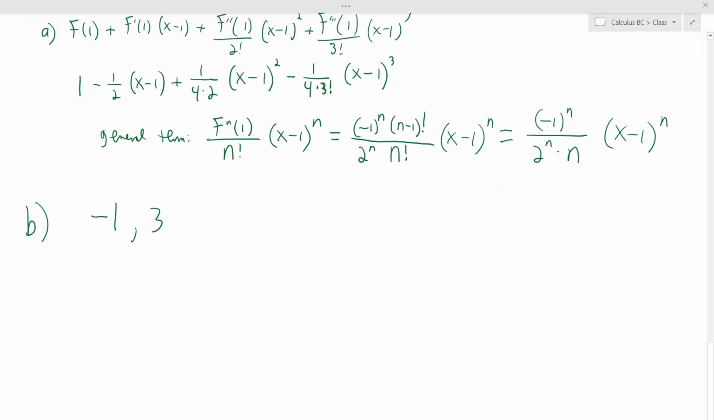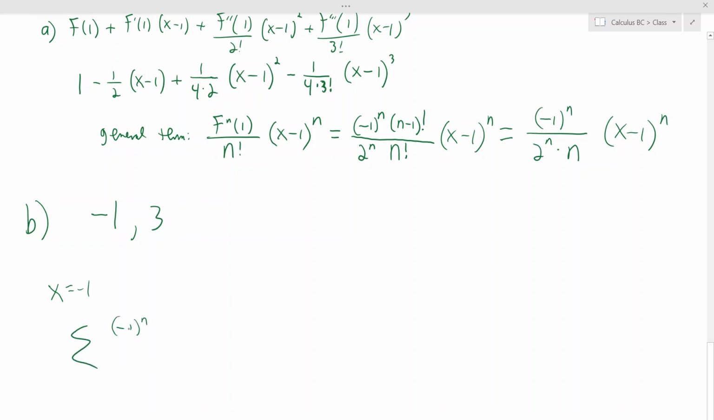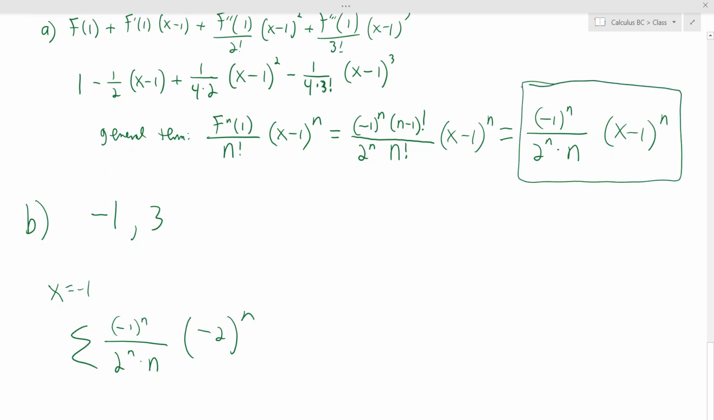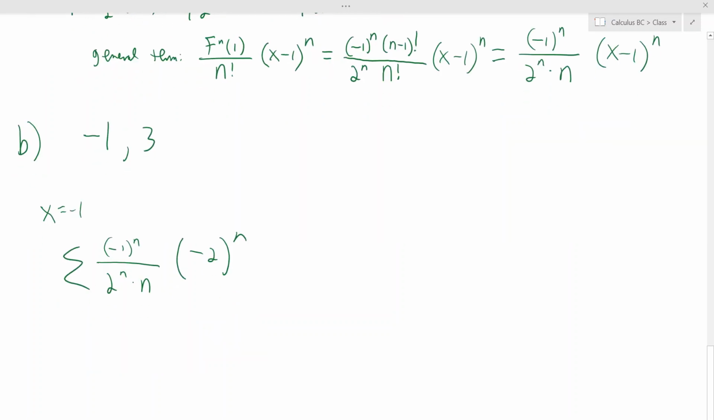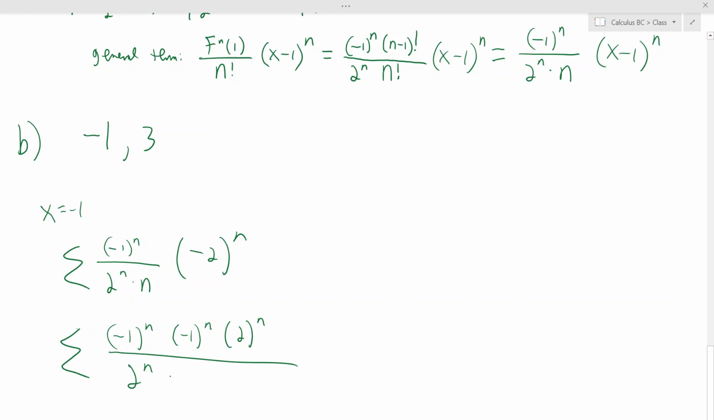All right, so we want to know if x is -1, this series becomes (-1)^n over 2^n times n times (-2)^n. That's what you get. So remember, this is our general term, right up here. If you plug an endpoint in, -1 for x, that's what that becomes. And like I told you before, you should be simplifying out that negative part from the -2. So that's the same thing as this, all over 2^n times n.